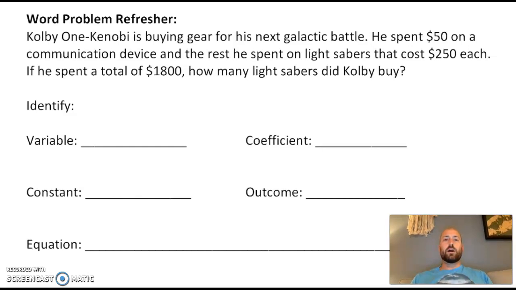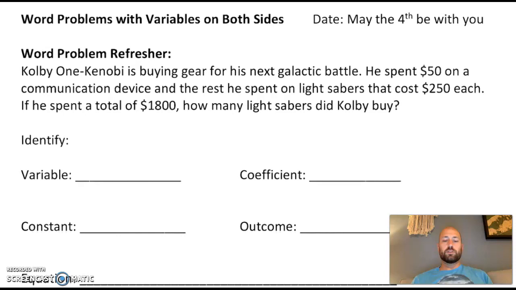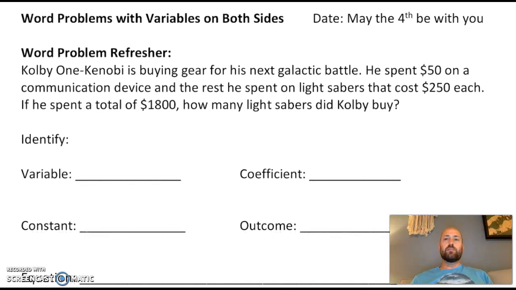This one is about Colby One Kenobi because today is May the 4th be with you. Okay. Colby One Kenobi is buying gear for his next galactic battle. He spent $50 on a communication device, and the rest he spent on lightsabers that cost $250 each. If he spent a total of $1,800, how many lightsabers did Colby buy?